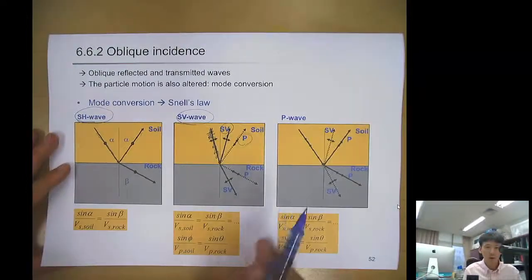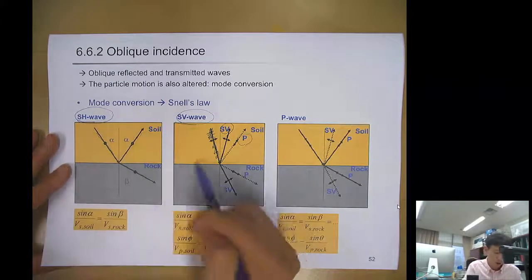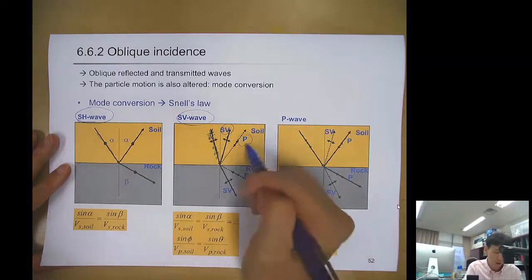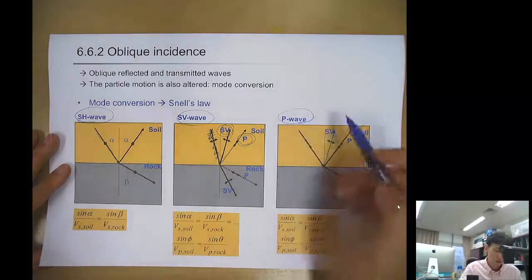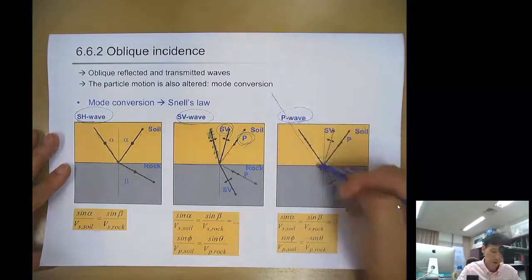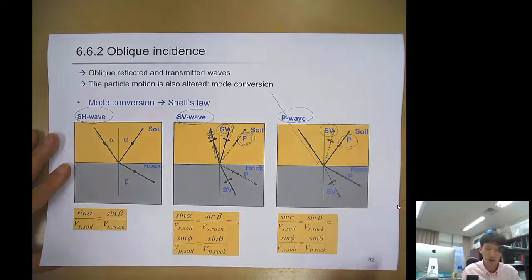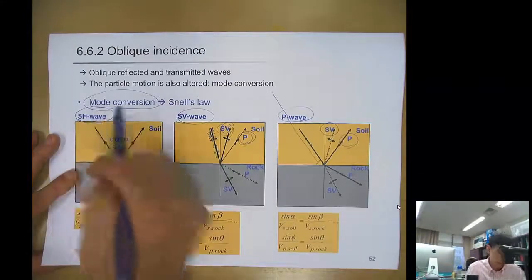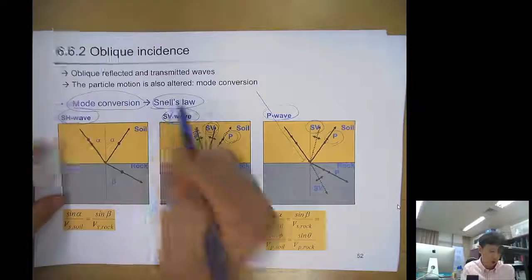A shear wave that's polarized vertically, when it propagates downward and meets the interface, can generate the P and SV wave together. What about the P wave? If the P wave is incident obliquely, then it can generate the SV and the P wave at the same time. This is called mode conversion. And these can all be solved based on Snell's law.